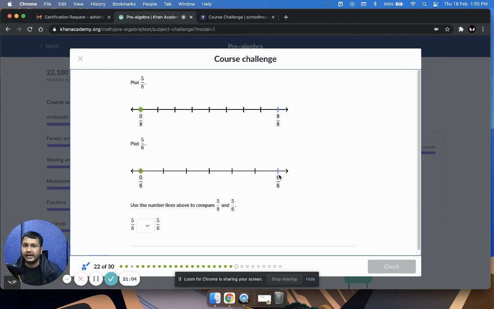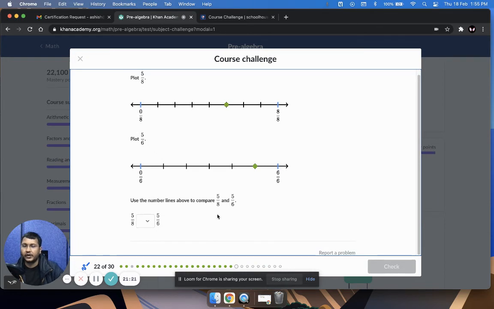Plot 5 by 8. So 1/8 times 5, which is 1, 2, 3, 4, 5, because each of them is 1/8. You have 8 cuts here. Plot 5/6. You have 1, 2, 3, 4, 5, 6. So you move it 1, 2, 3, 4, 5, 5/6.